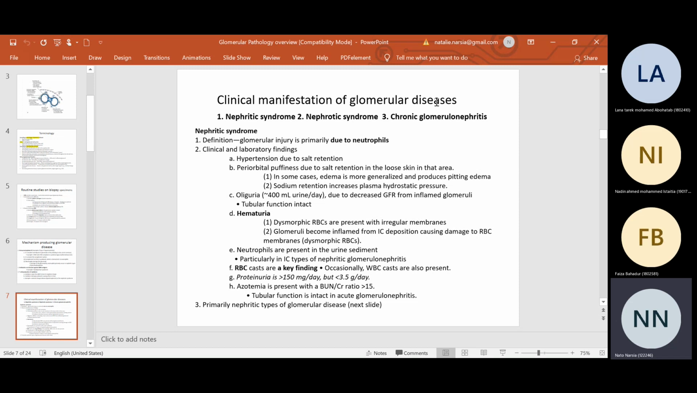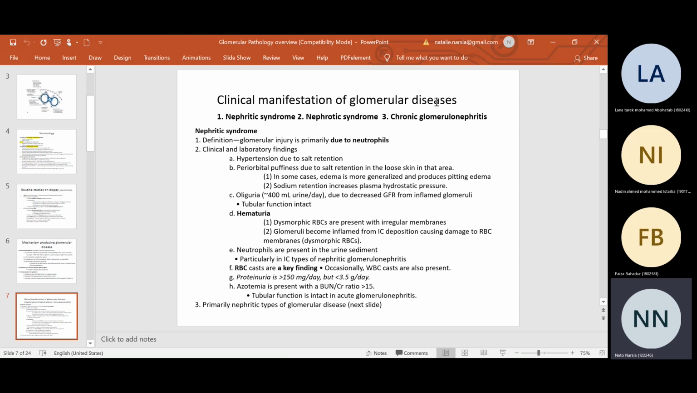And in some cases, edema is more generalized. In some cases, that means rarely, you find generalized edema here. Generalized edema, most likely you will find in nephrotic syndrome, where you lose a lot of protein. And sodium retention, increased plasma hydrostatic pressure, that you understand as well.